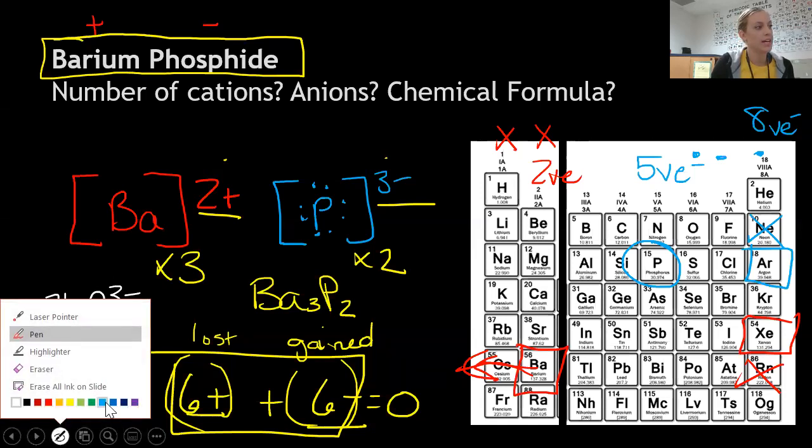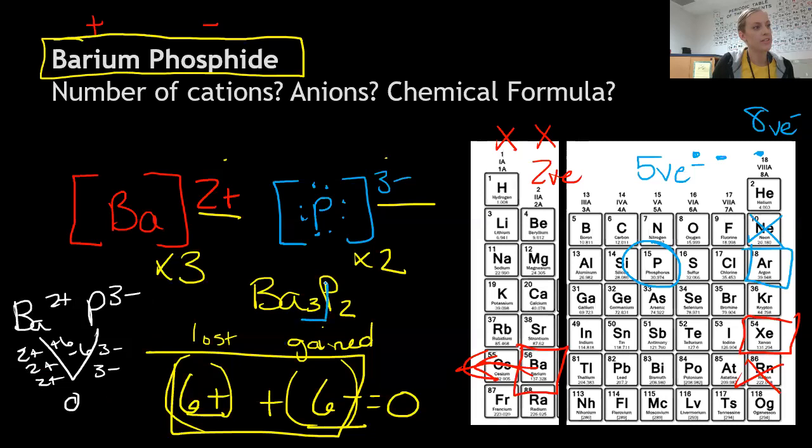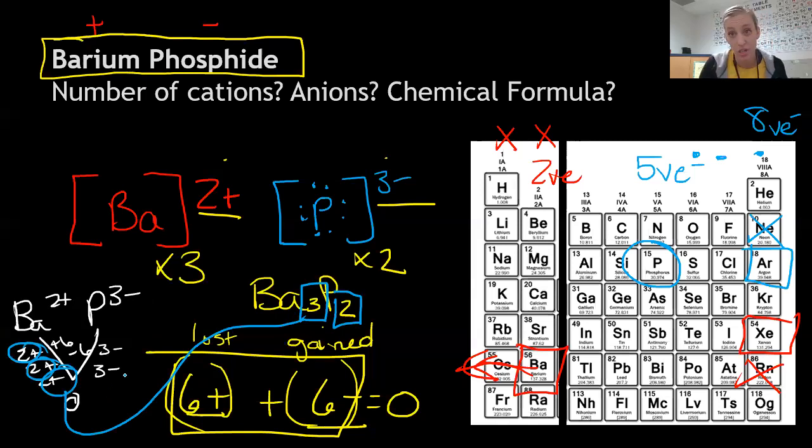When I'm looking at the subscripts, this 3 is because there are 1, 2, 3 bariums. It is not the charge, it is the count. Everything is a count, okay? This 2 is because there are 1, 2 phosphides. It is not the charge, it is the count. That is the next most missed answer, okay?